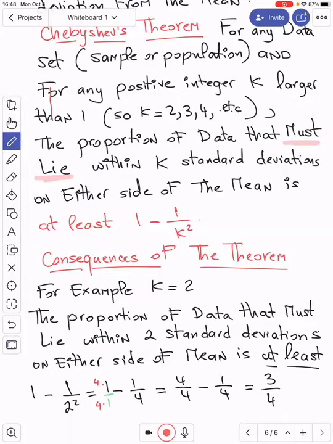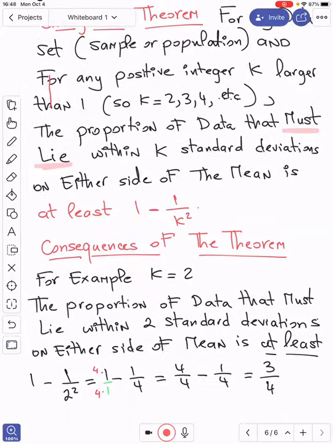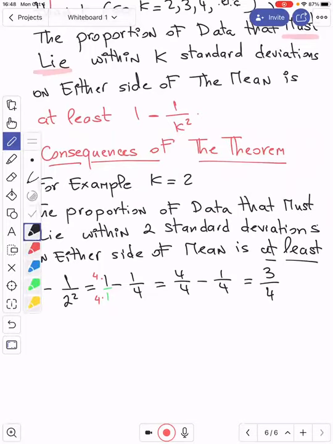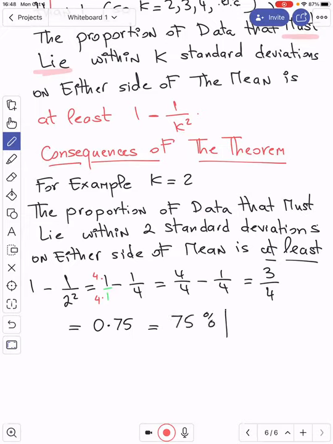Now, if you use your calculator and you divide 3 by 4, that will be 0.75, right? But then you can write 0.75 as 75%. It's just the same thing, right?